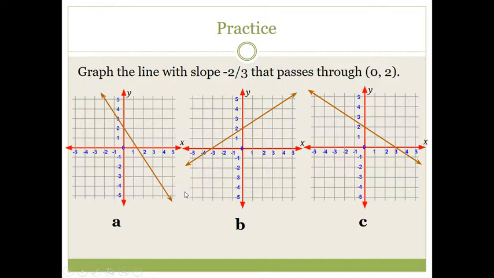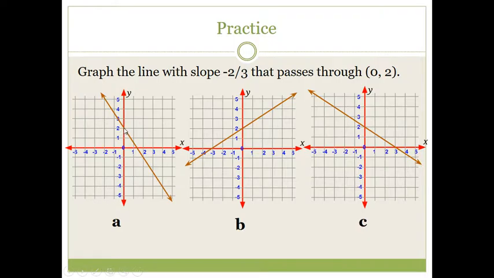All right, so now I want you to take a moment to think about graphing the line with a slope of -2/3 that passes through the point (0, 2). Let's make sure that we have the point (0, 2) on our graphs. The point (0, 2) is in fact a y-intercept. That's when the x is 0.